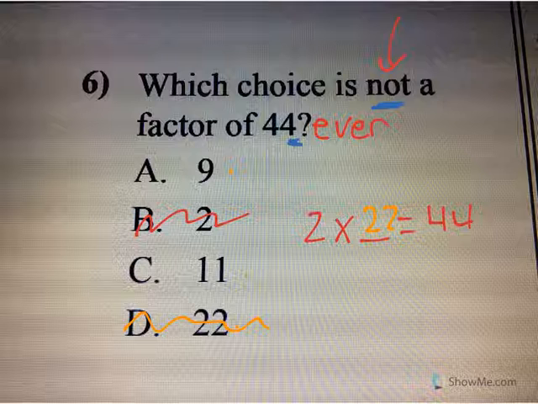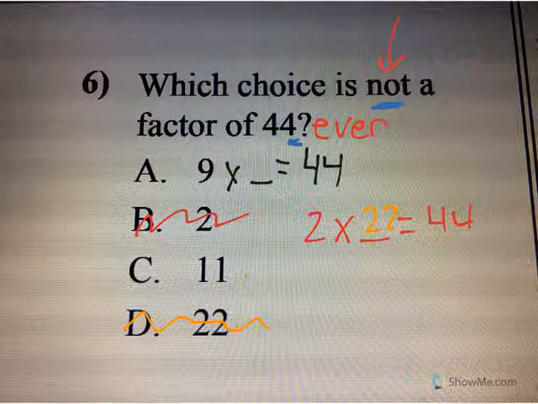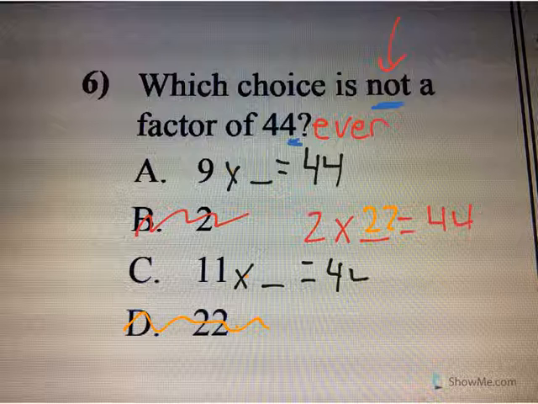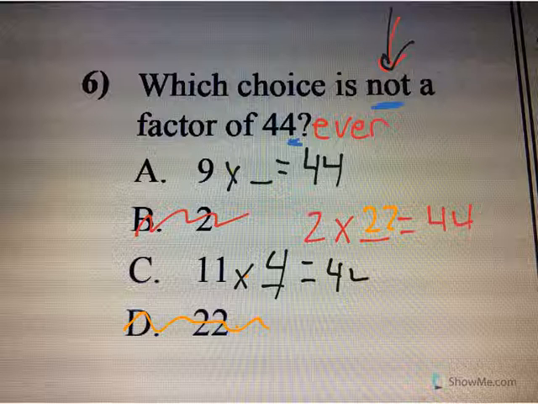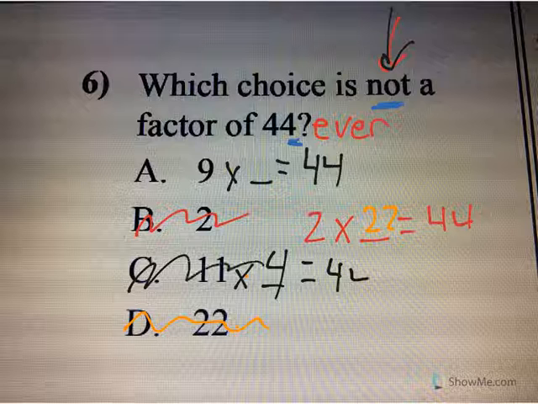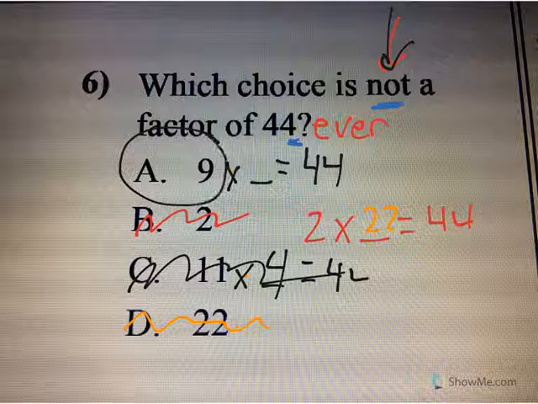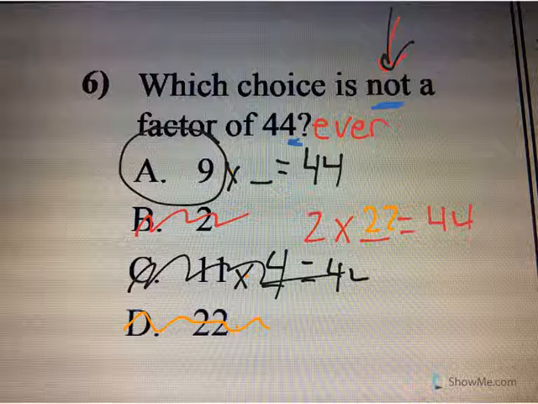So I need to ask myself, 9 times something gives me 44, or 11 times something gives me 44. 11 times 4 gives me 44. So I know that 11 is also a factor. But remember, we are looking for not a factor. So this could be crossed out. Meaning, the best answer for this question is that 9 is not a factor of 44.